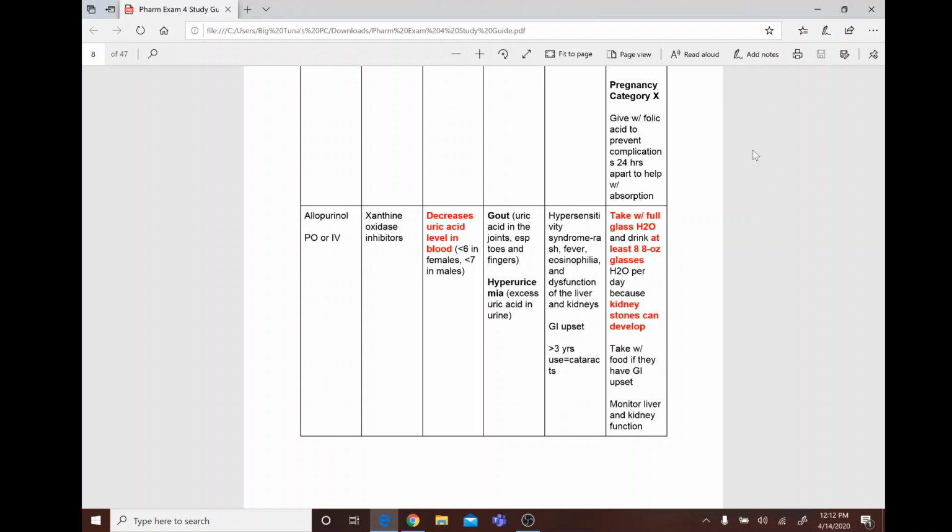So like hypersensitivity syndrome, so like rash, fever, eosinophilia, dysfunction of the liver and kidneys. You can also have GI upset. And if you take it longer than 3 years, you could get cataracts. So what are we going to take allopurinol with?